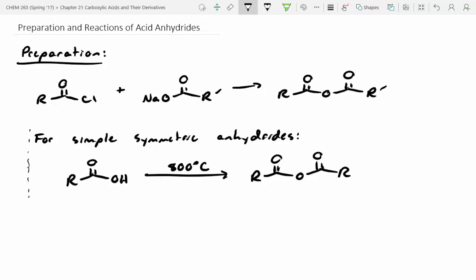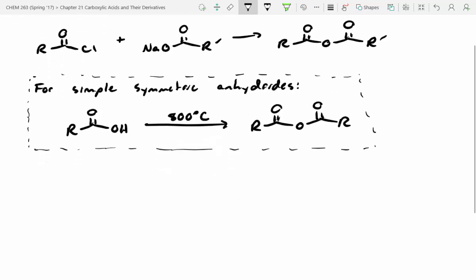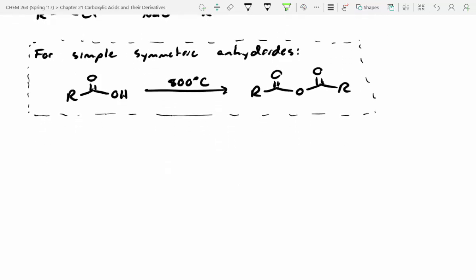So does the top route not need any heat? Yeah, the top route can be done at room temperature. So I'll just put this in the box because it is shown in the textbook, but for all intents and purposes, it's not very practical. Nobody wants to heat up a flask to 800 degrees Celsius. All right, so let's take a look at some useful properties.